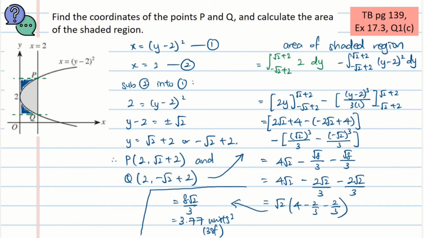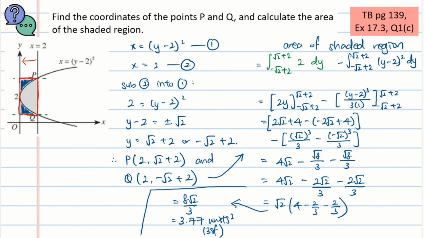So to find out what is the area, our strategy is to find the area of this rectangle, which is actually the area under the line x equals 2 to the y-axis. And then we minus away the area under the curve, which I have already highlighted in blue. I've already shaded it in blue, right? Area under the curve towards the y-axis as well.